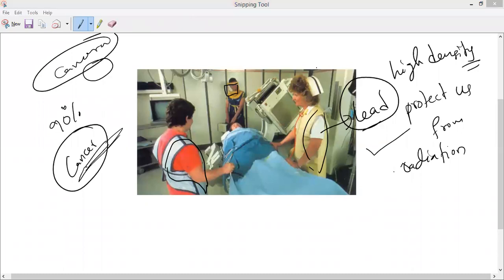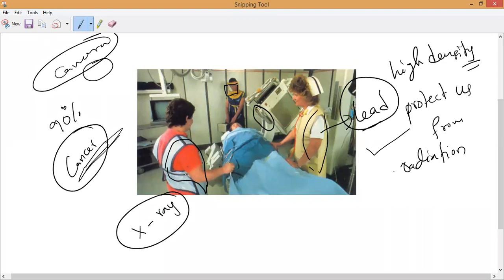And you can see the person who is going for X-rays more and more. This X-ray is also one of the radiations, highly dangerous rays. X-rays are one type of light. Those who continuously take these X-rays, for them also it will cause cancer. Do you understand? That is the reason.